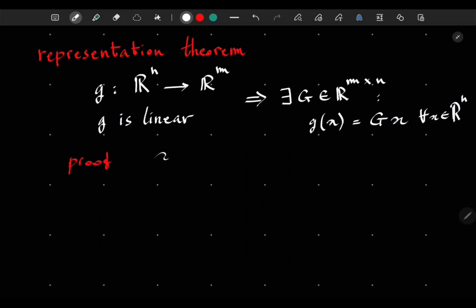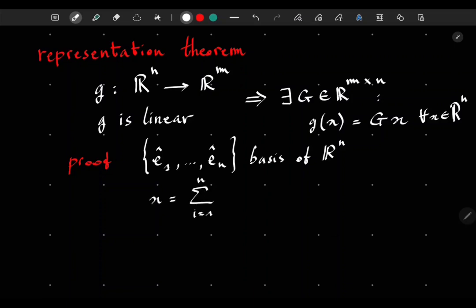To start with, let's choose a basis of vectors for the space in which x lives. Let's say it's e1 to en. We can then write x as the following sum. We go from i equals 1 to n, and we expand x in coefficients which multiply the vectors of the basis. Then if you apply g to x, thanks to the linearity, we can consider the application of g to each vector of the basis and multiply it times the coefficients of the expansion of x.